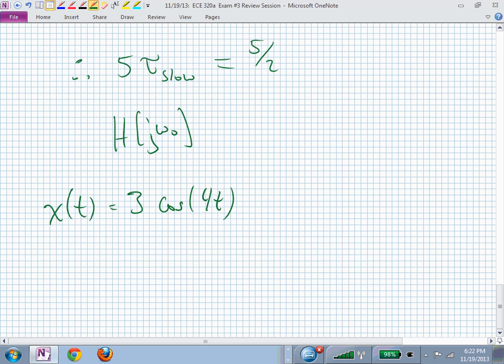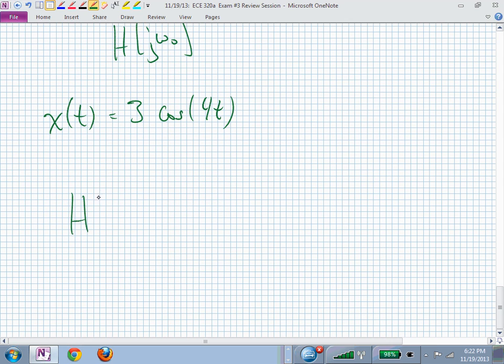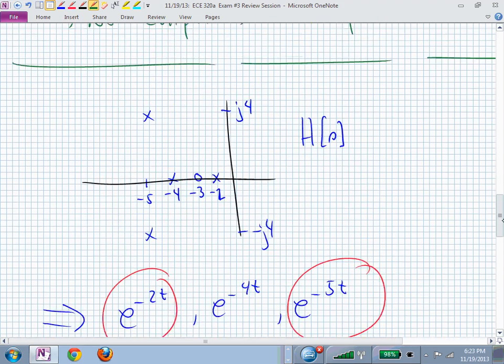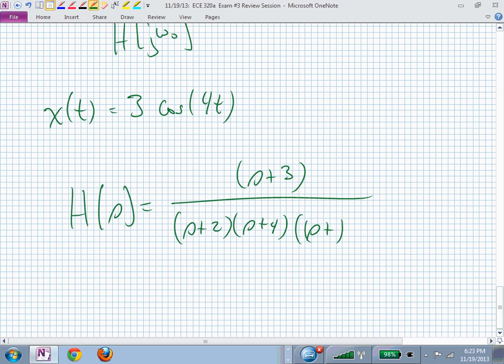Because right now, all you know is that H of S was, did we have a zero at -3? We had a pole at 2, a pole at 4. Oh, brother. Where was this guy? Was it at -5 plus and minus J4? But what I didn't give you was that, did I, from the pole zero diagram?